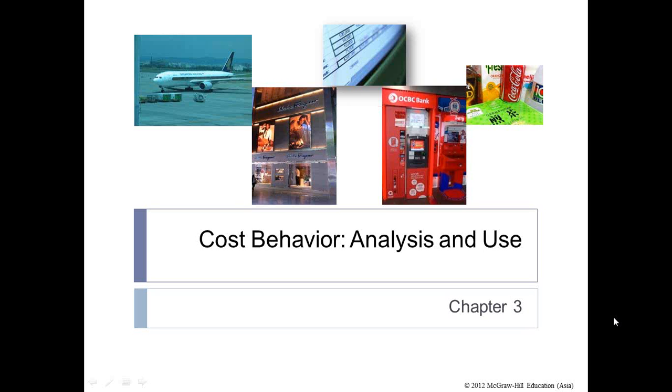So, learning objective number 1. How do fixed costs and variable costs behave, and how are we going to use them to predict or to forecast costs? And this is very key for managerial accounting because, as we said earlier, managerial accounting is forward-looking, financial accounting is backward-looking.